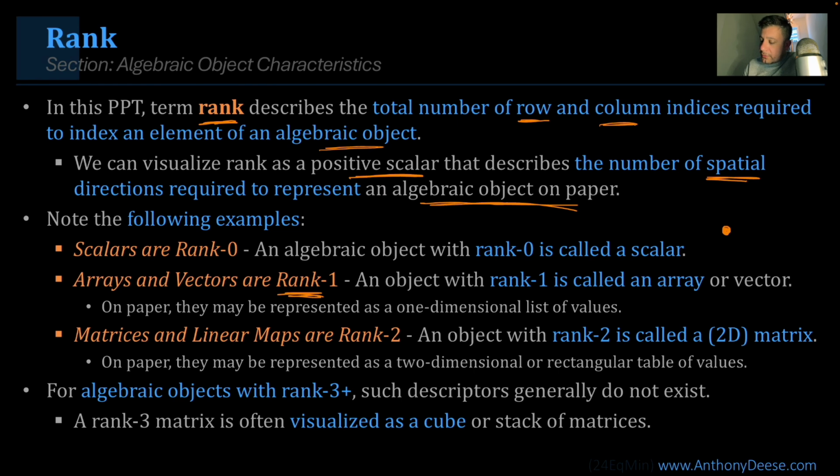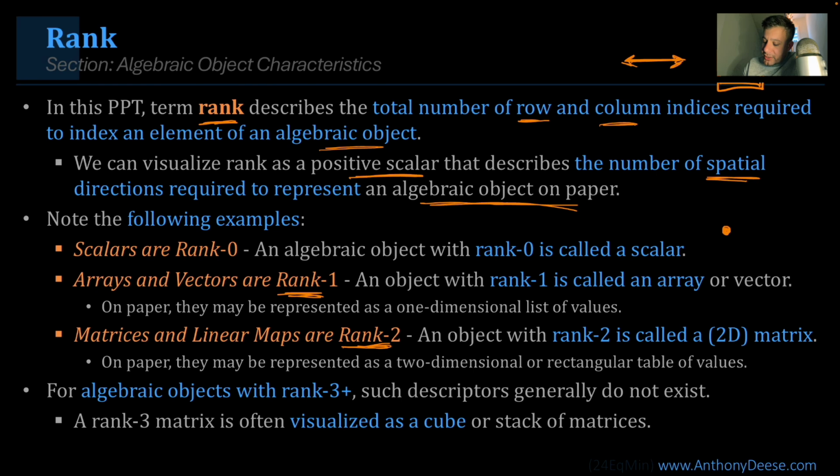Arrays and vectors are rank 1. They're sort of analogous to a line, right? They only extend in one spatial direction. Matrices and linear maps are rank 2. You could think of them like a square or a rectangle, right? They extend in two spatial directions.